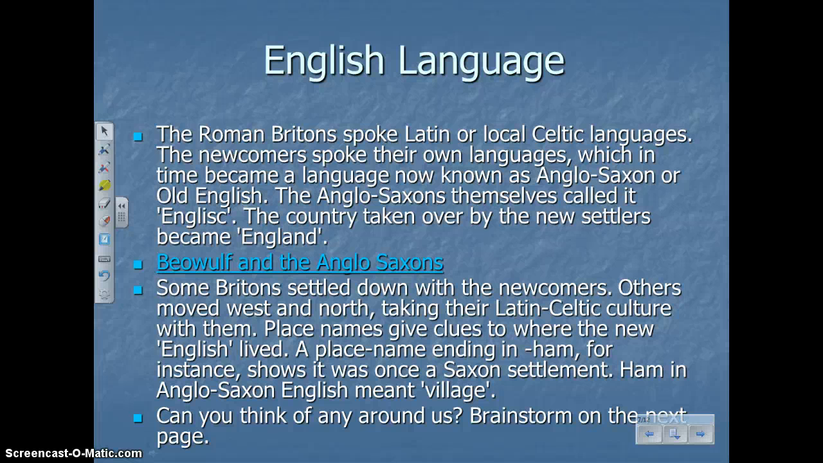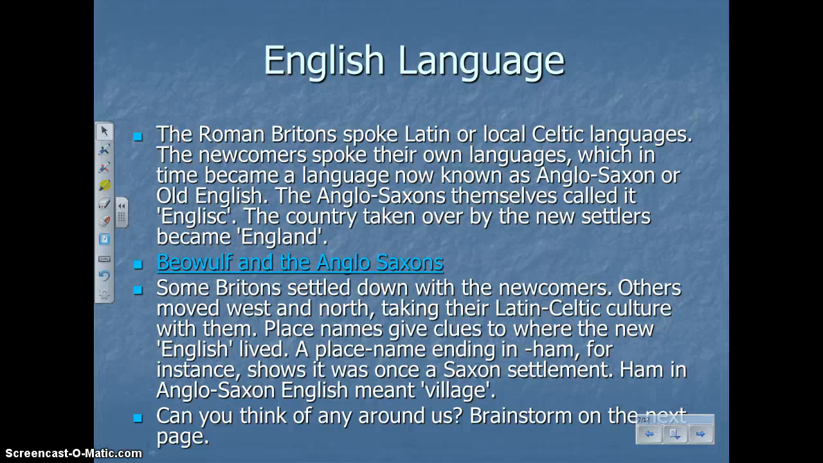But when they first got there, they really didn't care much for the Romans, right? They replaced the Roman stone buildings with their own wooden ones. They spoke their own language, and this Anglo-Saxon language is the language that is going to give rise to the English spoken language today. Our language comes from the Anglo-Saxons.